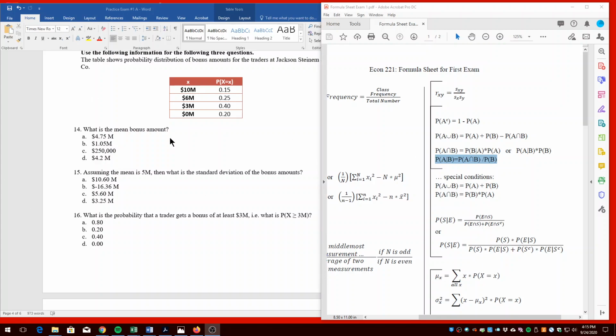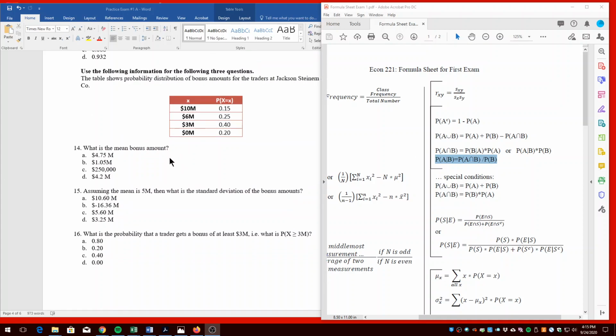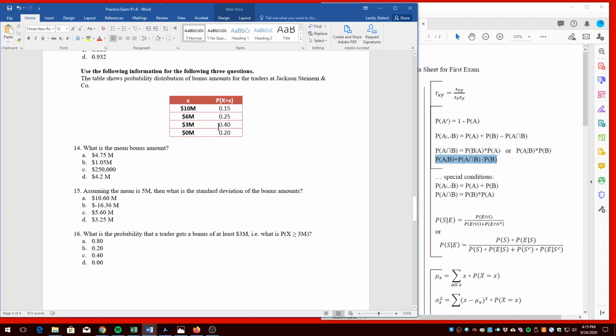So just go over a small set of questions here related to just general discrete random variables. This first one should be pretty easy. This actually looks like an example that we saw in class where we have 4 different mean bonus amounts: 10, 6, 3, 0 million, and they have different probabilities of occurring, right? So how would we find this mean bonus amount?